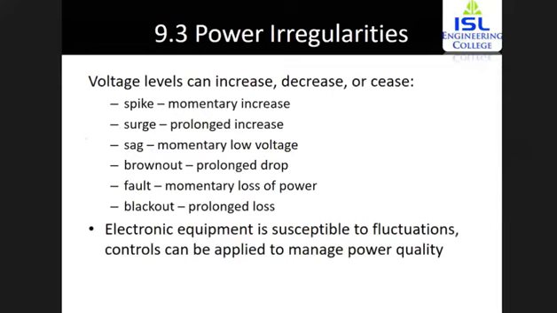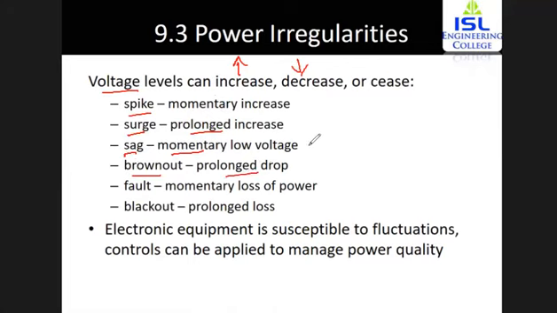The next is power irregularities. Now, within the power irregularities, the voltage levels can increase, they can decrease, or completely cease. So if there's a voltage spike, spike means a momentary increase, that is, for a specific time the voltage goes high. Surge in voltage means a prolonged increase, for a longer period of time the voltage goes really high. Sag is momentary low voltage. Sometimes at homes also you may see that when the voltage goes down or up, your fans slow down or speed up. Brownout is a prolonged drop.